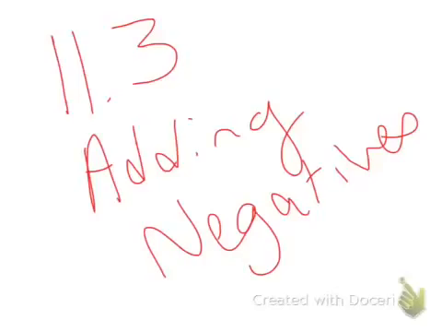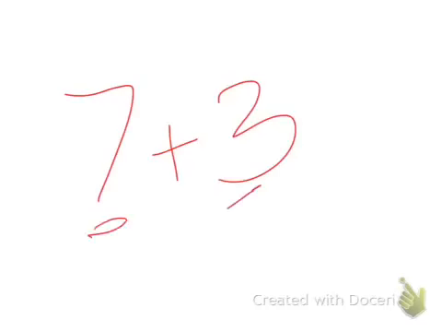Today's math lesson is Chapter 11, Lesson 3, Adding Negatives. So what we're going to learn how to do today is add and subtract negatives. We all know how to do a problem like 7 plus 3. It's easy. They're both positive, so you're going to get 10.